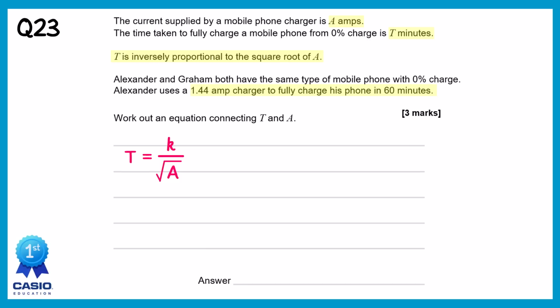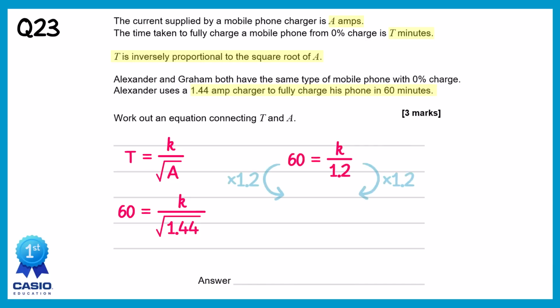T will be the time, which is 60, so we have 60 equals k, this constant that we need to find, divided by the square root of a, so the square root of 1.44. The square root of 1.44 is 1.2, so we have 60 equals k over 1.2. If you multiply both sides by 1.2, 60 multiplied by 1.2 is 72, and on the right hand side these 1.2s will cancel, so we have k. So we found that k is equal to 72.